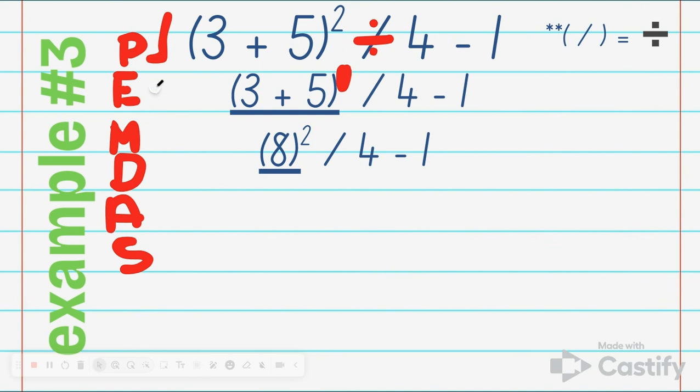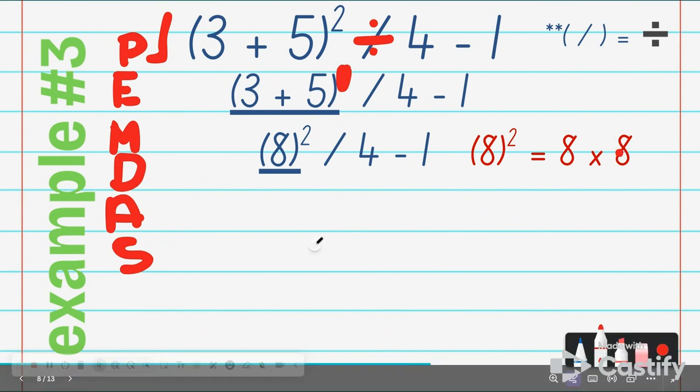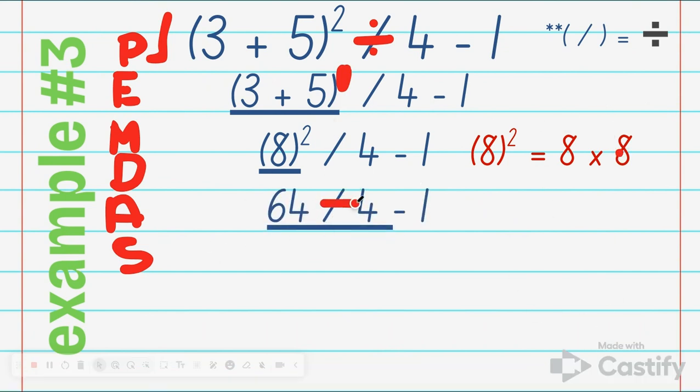Now, next thing, exponents. That's what we just talked about last week. So what does 8 to the second power mean? Remember, that means that we're taking 8 times itself. And I made sure to put that out here. So 8 times 8, and we know that right off the bat. Yes, 64. And so now we're going to keep moving down that PEMDAS.